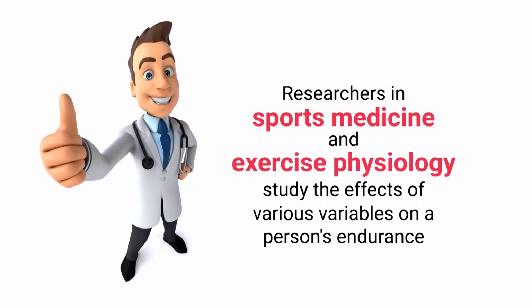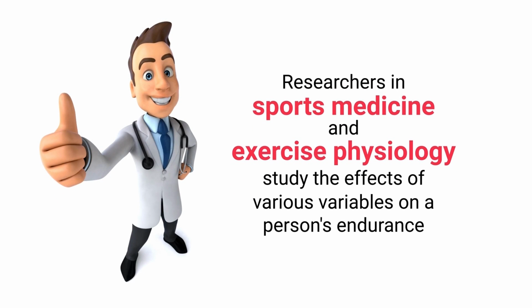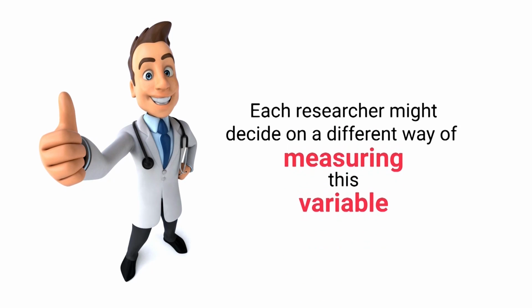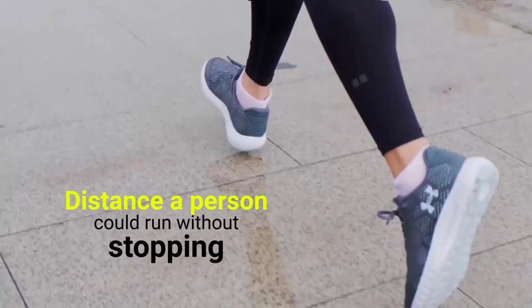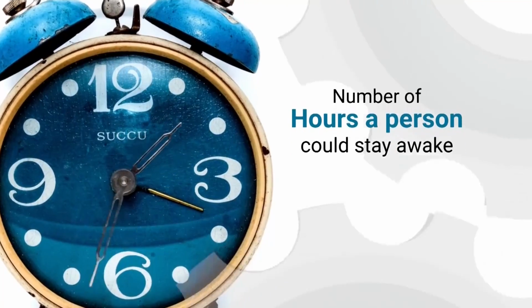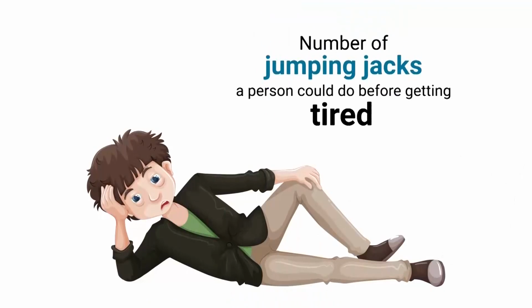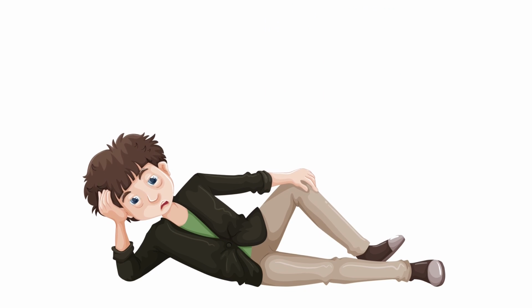To gain a better understanding of what an operational definition is, let us consider the following example. Researchers in sports medicine and exercise physiology study the effects of various variables on a person's endurance. Each researcher might decide on a different way of measuring this variable. For example, if an experiment was conducted to test the effects of vitamin E on endurance, the dependent variable, being the person's endurance, might be operationally defined in ways such as the distance a person could run without stopping, the number of hours a person could stay awake, the number of jumping jacks a person could do before getting tired.